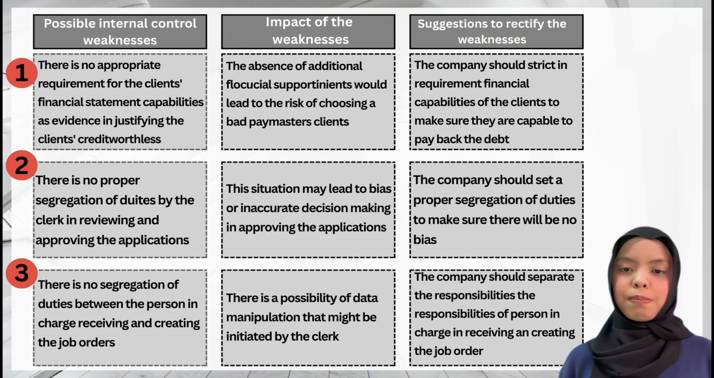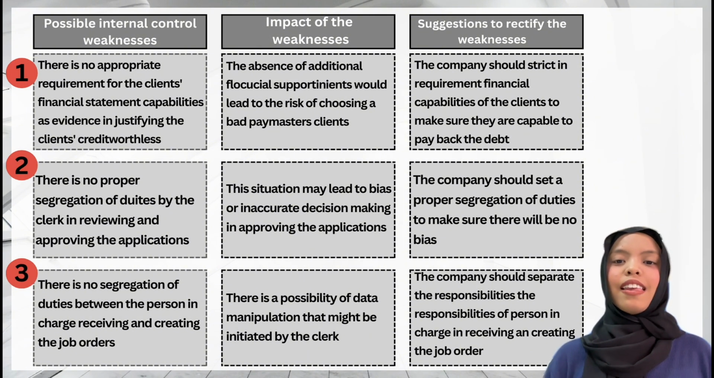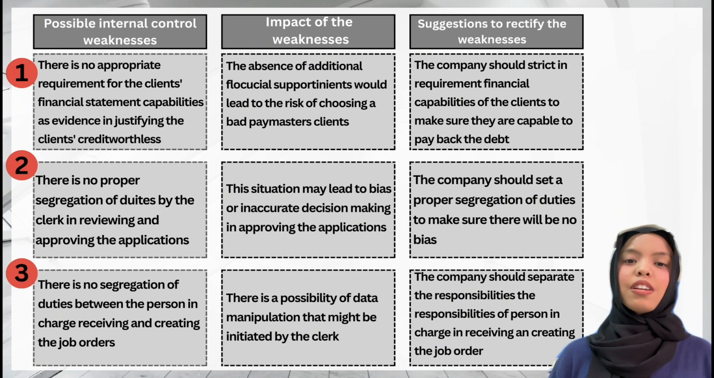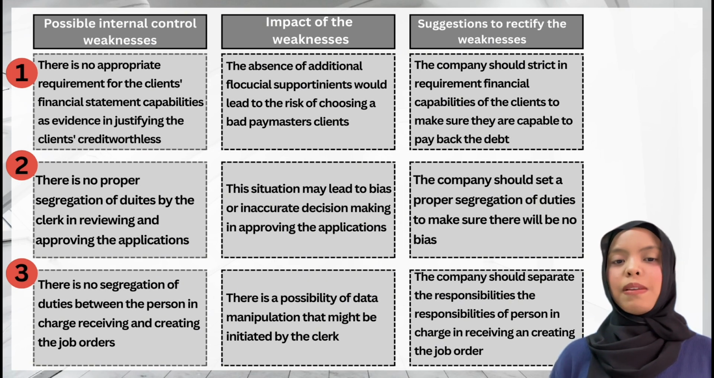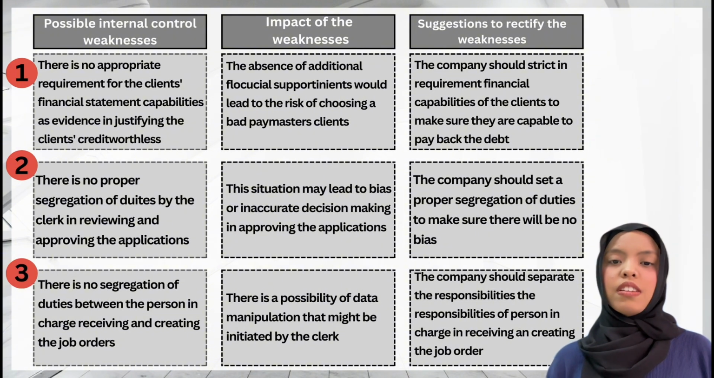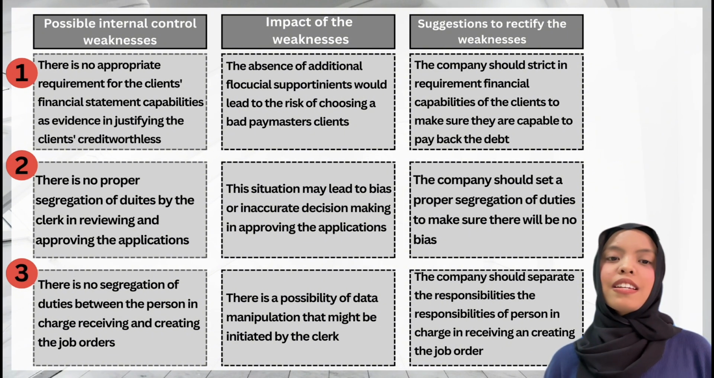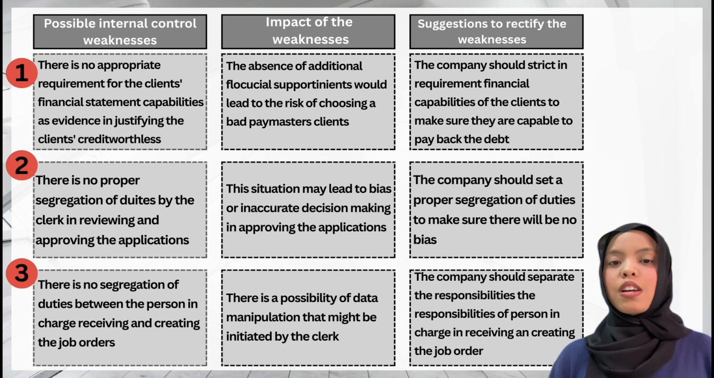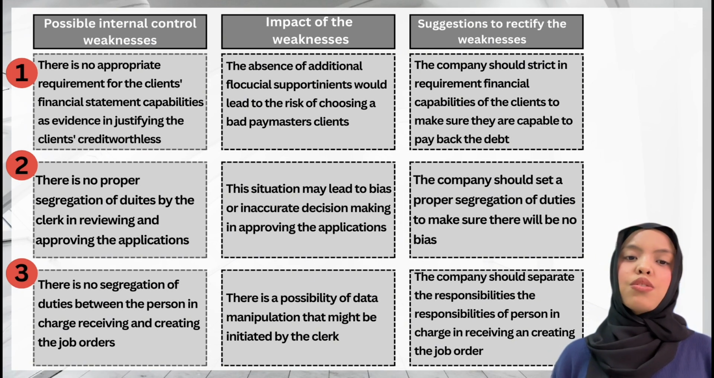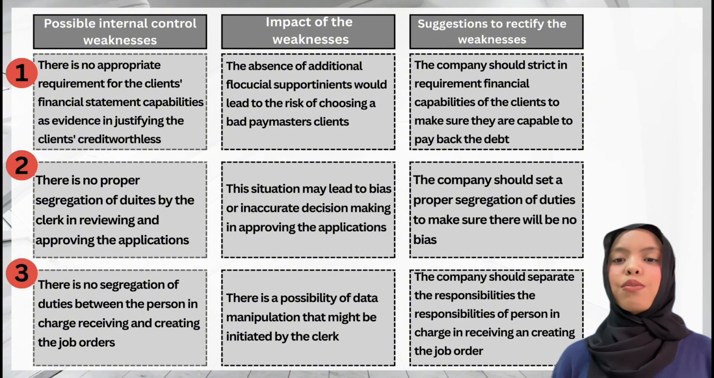The second weakness is there is no proper segregation of duties by the clerk in reviewing and approving the applications. The impact of this weakness can lead to biased or inaccurate decision making in approving the application. We can suggest that the company should set proper segregation of duties to make sure there will be no bias.